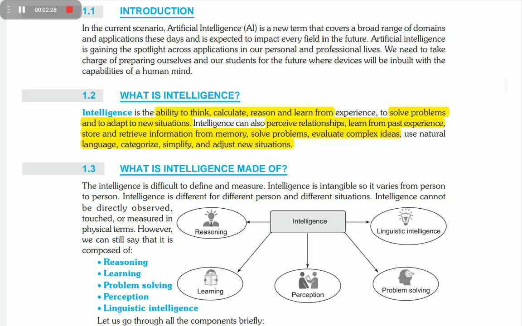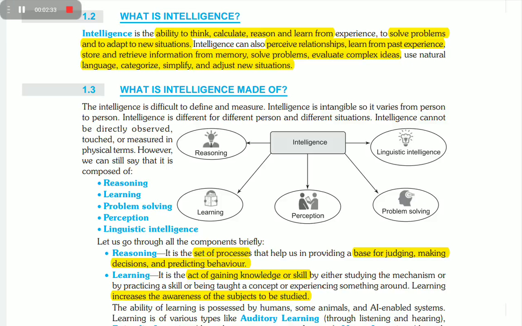Again, now we will cover the topic: what is intelligence? Intelligence is the ability to think, calculate, reason, and learn from experience, to solve problems and to adapt to new situations. Intelligence can also perceive relationships, learn from past experience, store and retrieve information from memory, solve problems, evaluate complex ideas, use natural language, categorize, simplify, and adjust to situations.